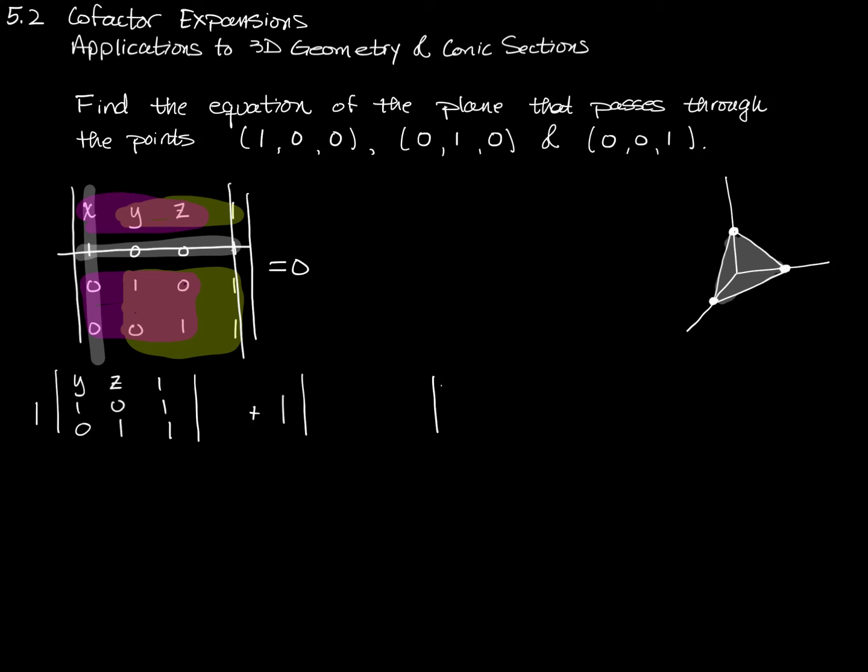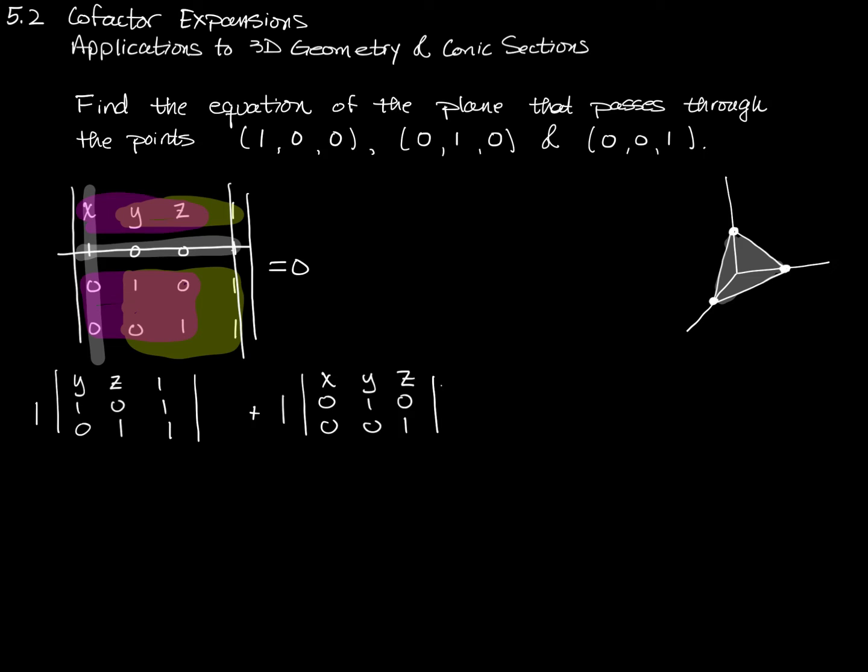So I've got X, Y, Z, 0, 1, 0, and 0, 0, 1. So that's all I need to do because the other entries here would have produced a 0 times a subdeterminant, and that would be 0.